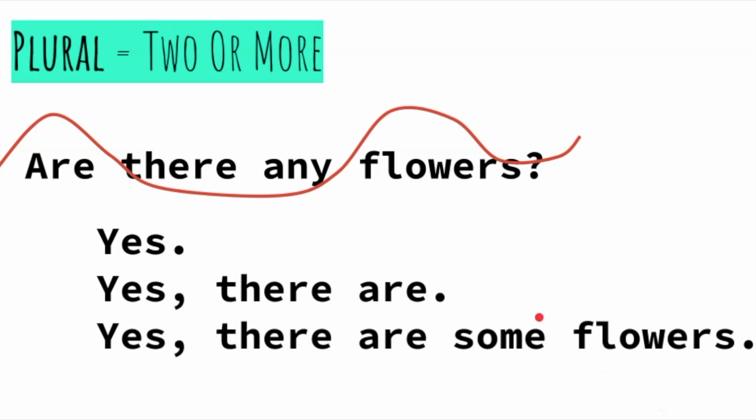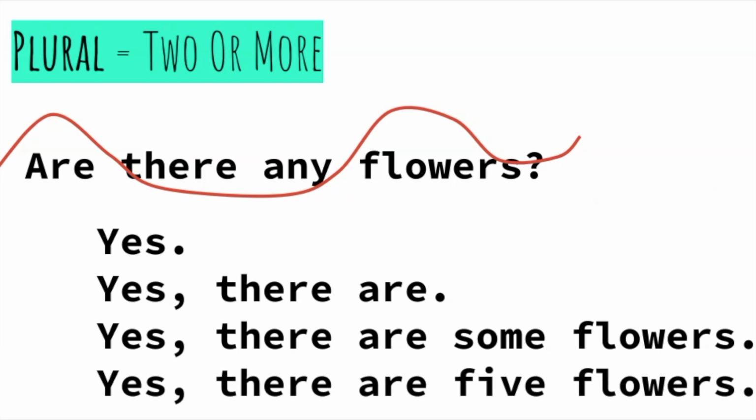Notice here how we use the word some in the answer, but we use the word any in the question. Last option. Yes, there are 5 flowers. We often contract there is, there's, but we don't contract there are because "there" and "are" sound so much alike. There are. These all are correct.